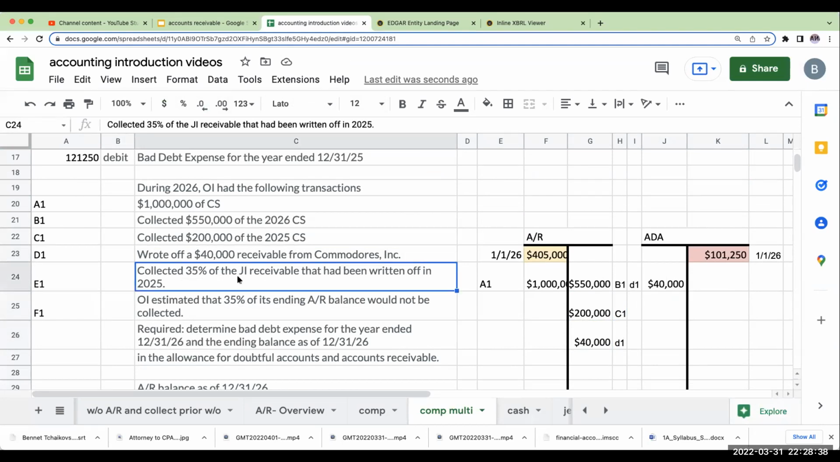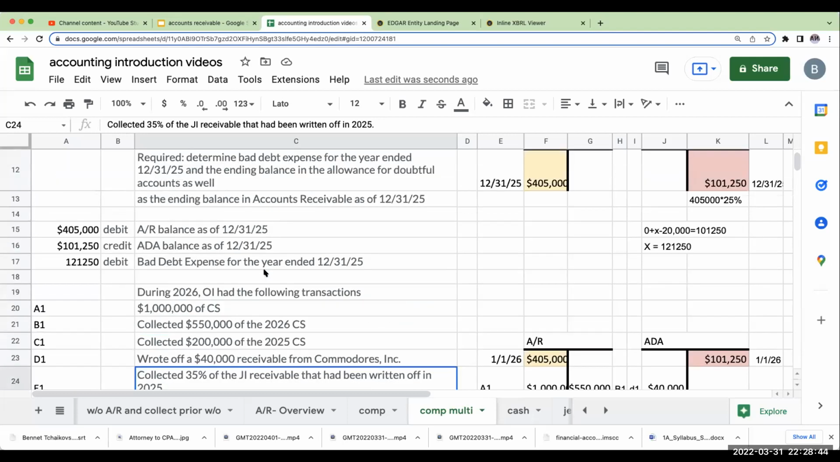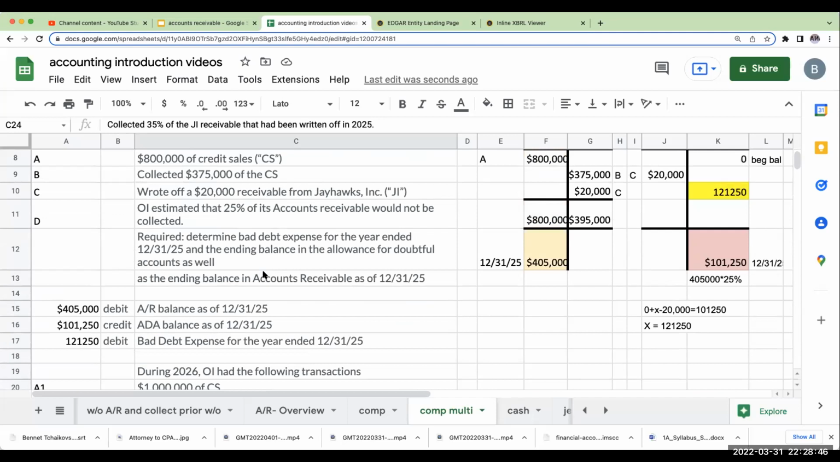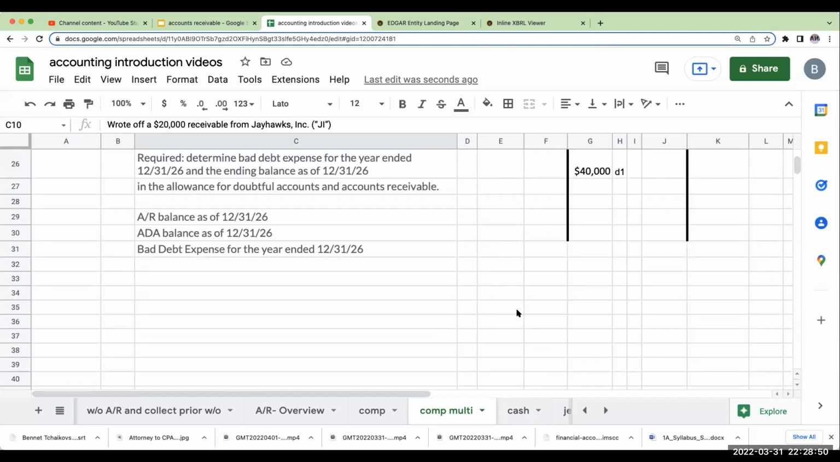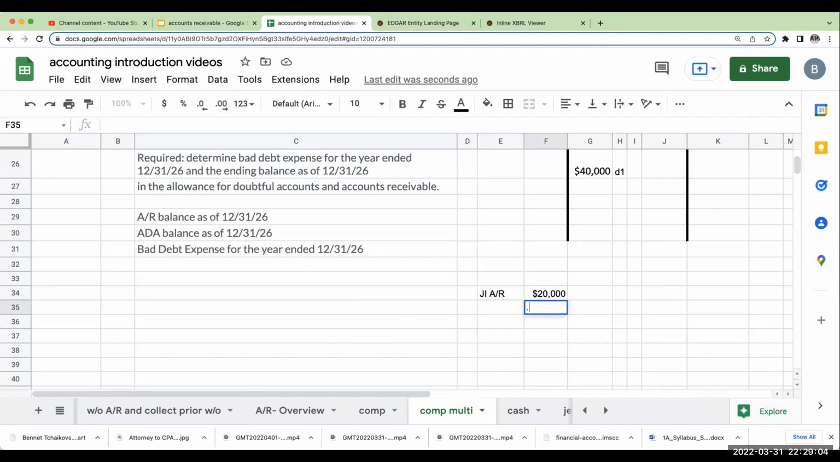Okay, now I collected 35% of the JI receivable that I had written off in the prior year. Let's take a look at this. So my AR from Jayhawks was $20,000. Okay, I'm collecting 35%. So I'm getting cash of 35% of that amount.